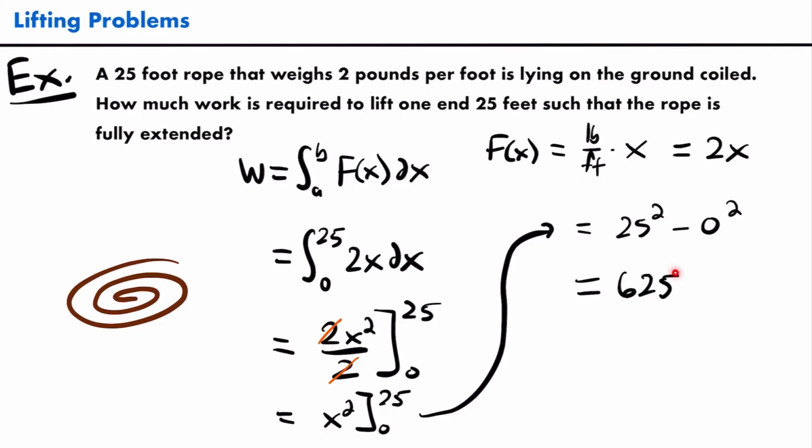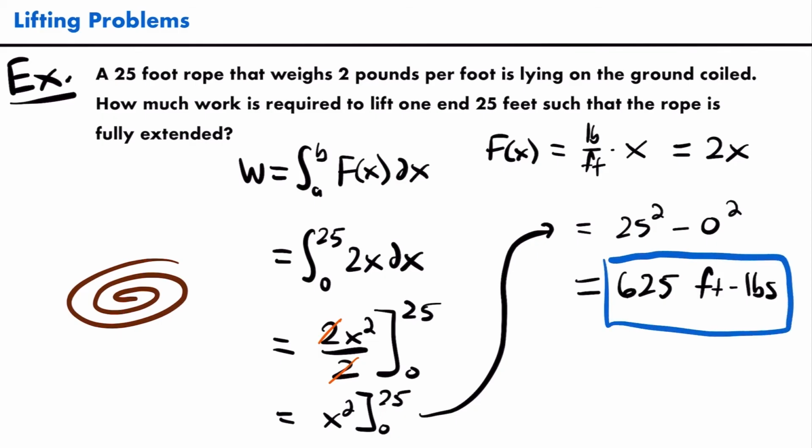And so 625 is our work, but we still need units. And so since we're working with pounds and feet, we know that the work done is 625 foot-pounds. And so that is the work done by lifting the rope in this example. Let's look at another example of a lifting problem.